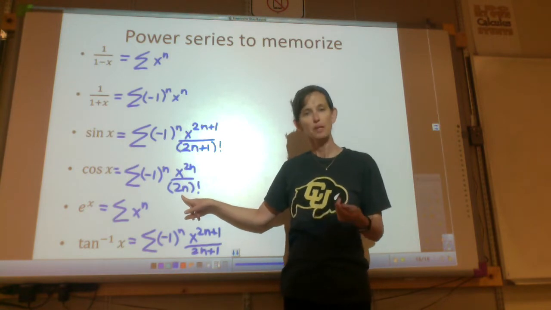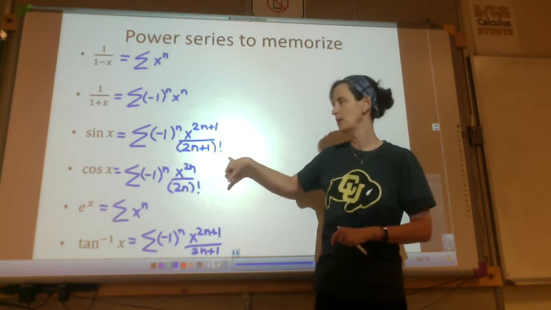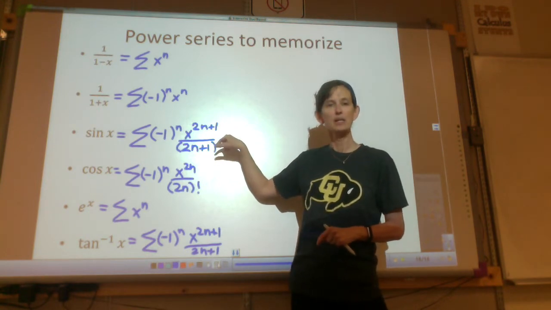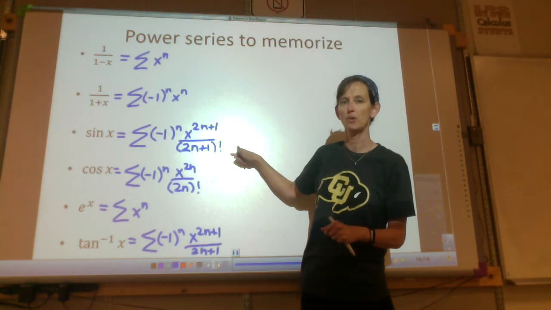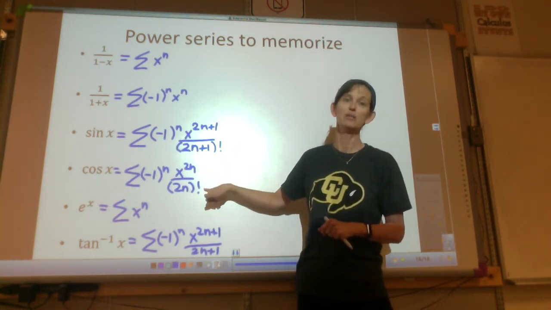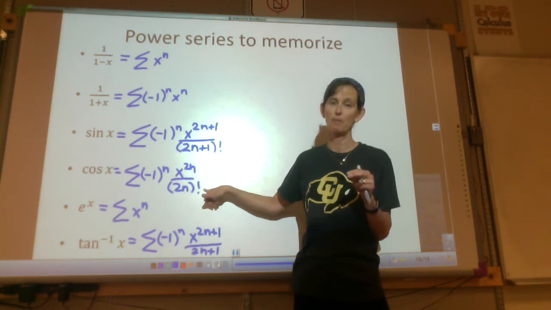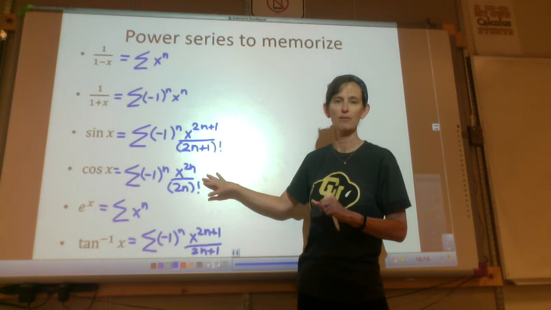This can be done the same way we did this, by looking for a pattern. Remember, the pattern here is that sine is an odd function, and it has odd powers and odd factorials. Cosine is an even function. It has even powers and even factorials. That'll help you remember that. So if you expand this, you'll have all odds, and this will be all evens.